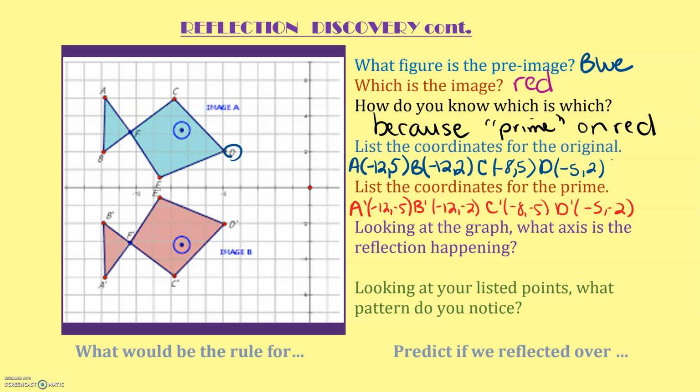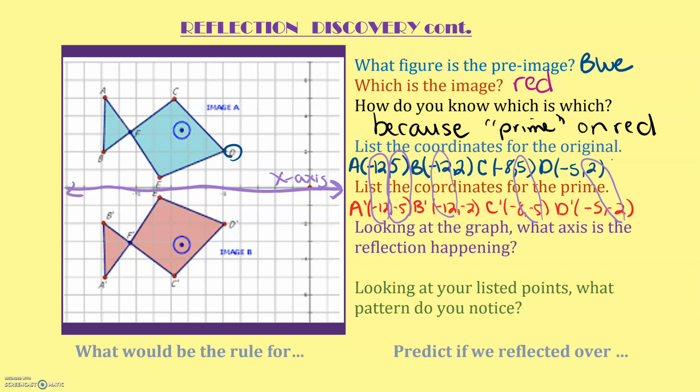Okay, again, if we're looking at the graph, the axis that we're going to flip over is this one that goes left and right. And so that axis is our x-axis. And again, if I were to fold this image directly over that x-axis, that's how I would get the red fish from the blue fish. Because remember, the blue fish is the pre-image. So when I'm looking at these listed points, I'm going to look at just the x values. And I see that my x values are exactly the same. But when I look at my y values, they're the same number, but one is now negative.